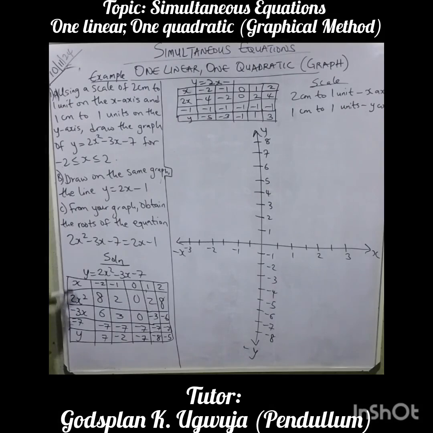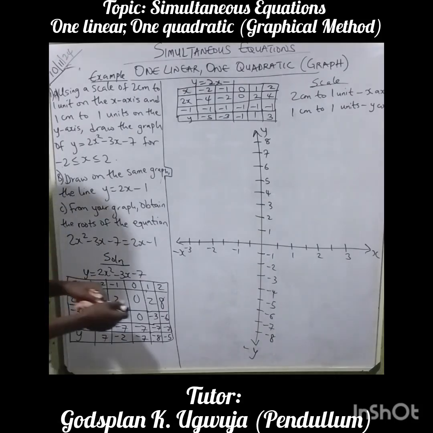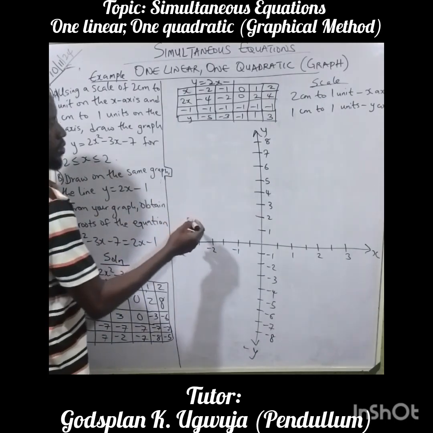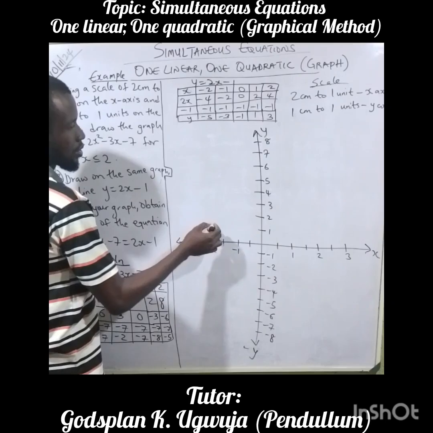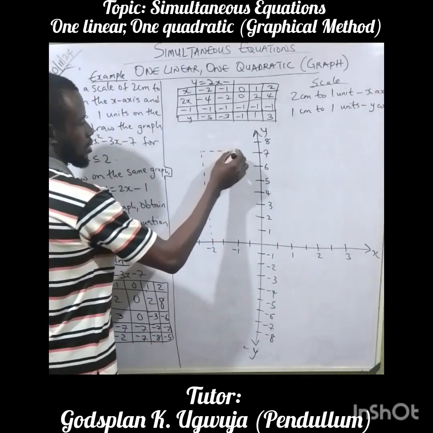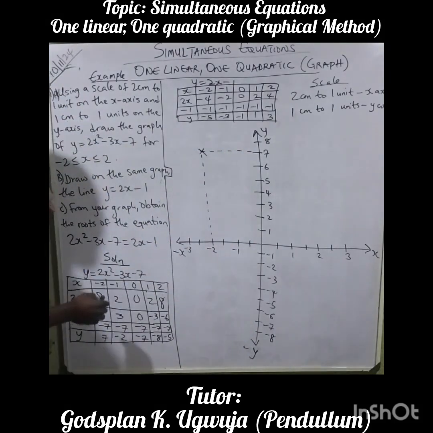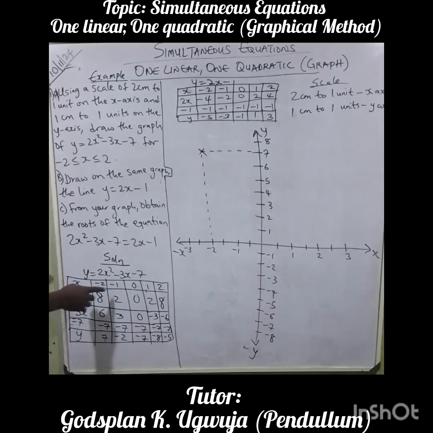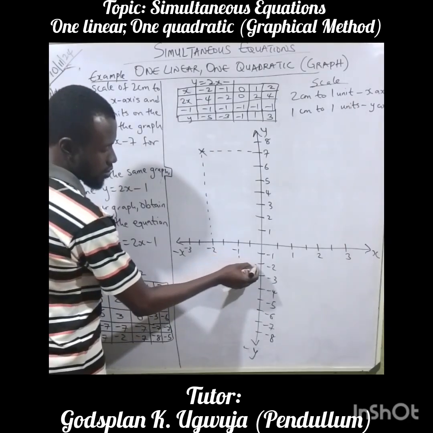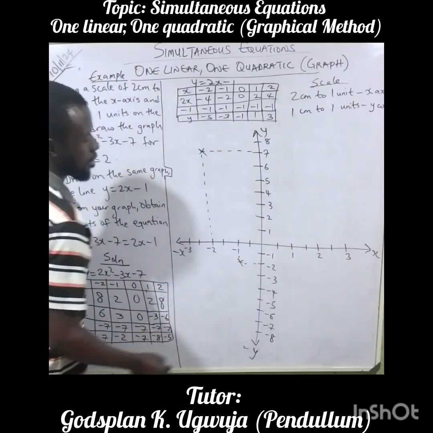Alright, now remember we're plotting x against y. So when x is minus 2, y is 7. So they are going to meet somewhere here. When x is minus 1, y is minus 2. So this is minus 1, this is minus 2. Somewhere here.